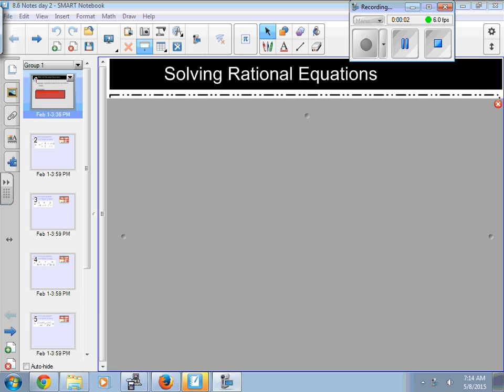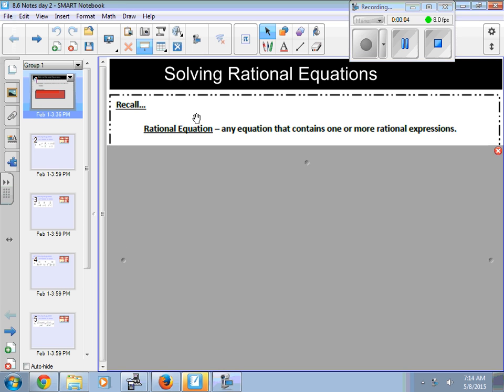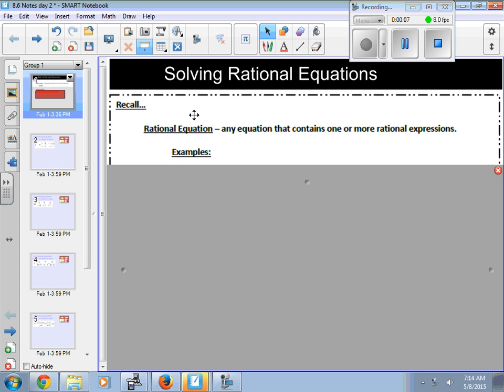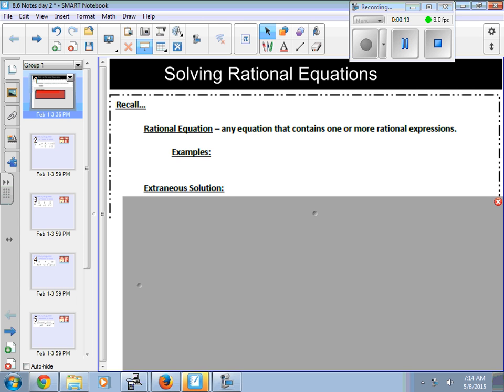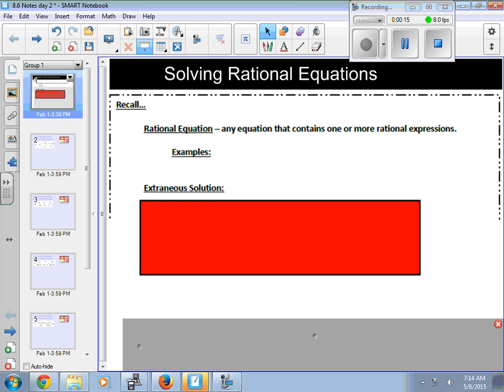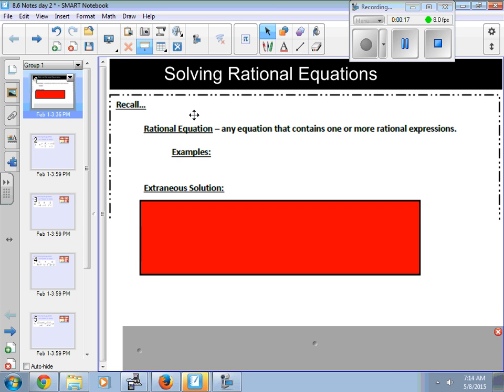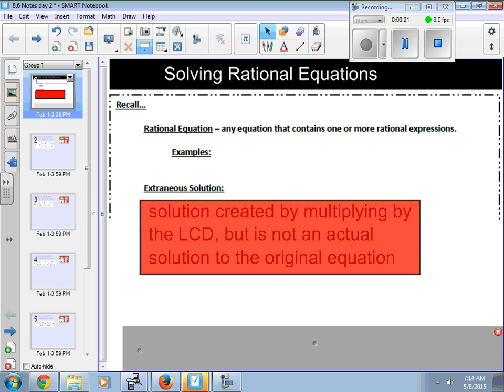Today we're going to keep looking at solving rational equations. A rational equation, remember, is any equation that contains one or more rational expressions. We're going to be looking at some examples here in a second, but today when we're looking at some of these with adding and subtracting, we need to be aware of extraneous solutions.